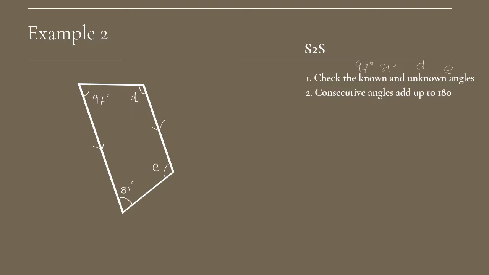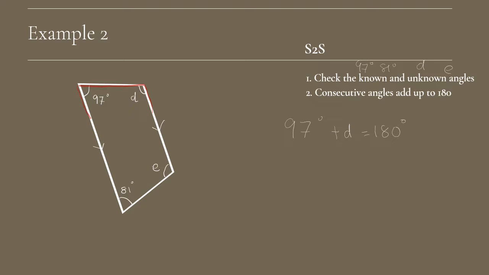If you rotate the trapezium in a horizontal form, you can actually see that angle D and 97 degrees make up a sharp letter C because they are in between these parallel lines. So step 2, consecutive angles add up to 180 degrees. So when you add up 97 degrees plus D, they are equal to 180 degrees.